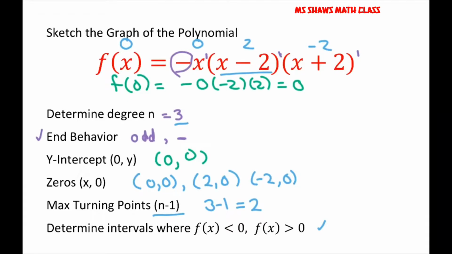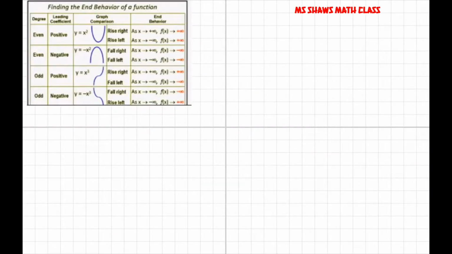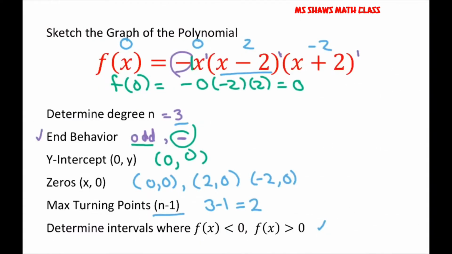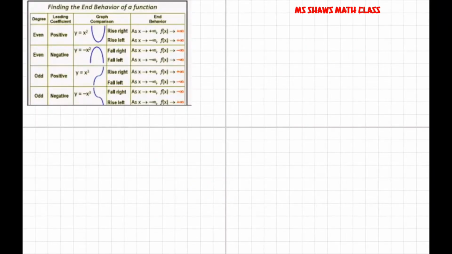So let's talk about end behavior. So what we know first of all is that we have an odd degree, and we have lead coefficient is negative. So odd and negative. Yes, so odd and negative. All right, so that's this one right here. So that's this cubic function here.